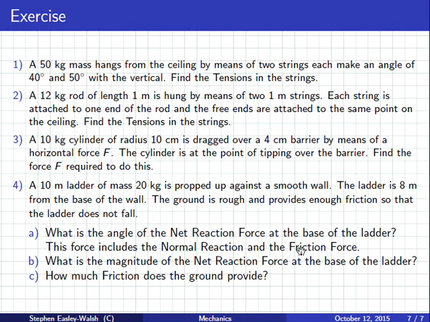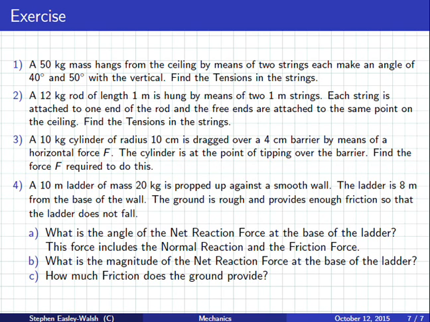So, just before you look at these, I just want to say what each system is. The first one is a mass hanging from the ceiling with two strings, like what I just drew. The second one is a rod, like this, and again there are two strings. One going this way and one going this way, so it makes like a triangle.